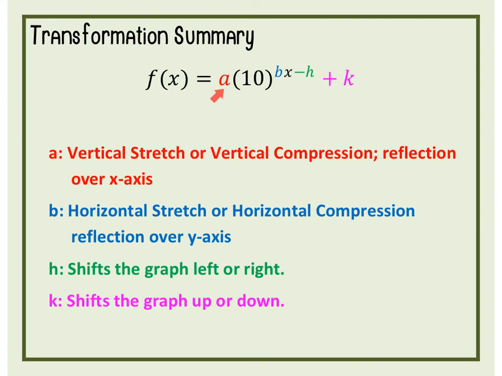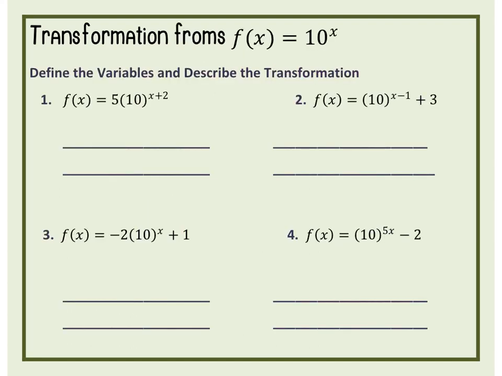A is going to be in front of it. This number will be in parentheses if you have an A. So you could have a 5 parentheses 10, okay? B will be in front of your X. It'll be in the exponent. We are in exponentials. H is part of the exponent, and K will come at the end. So here are some questions we're going to practice.